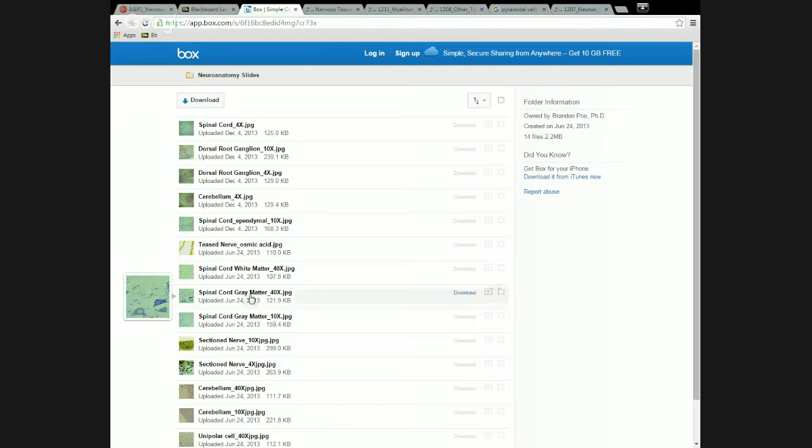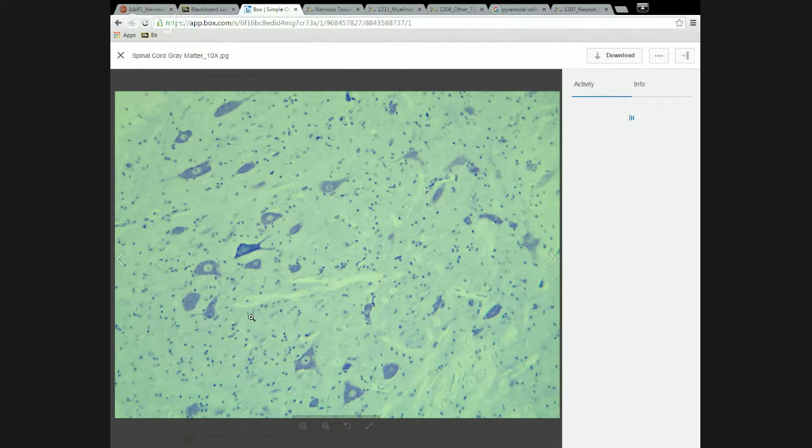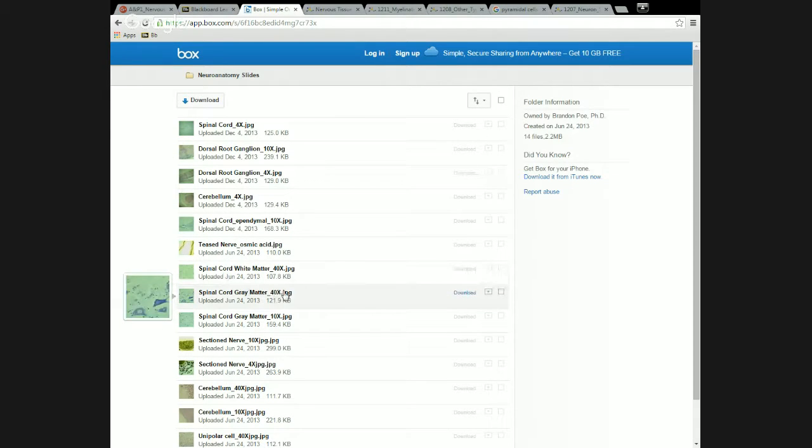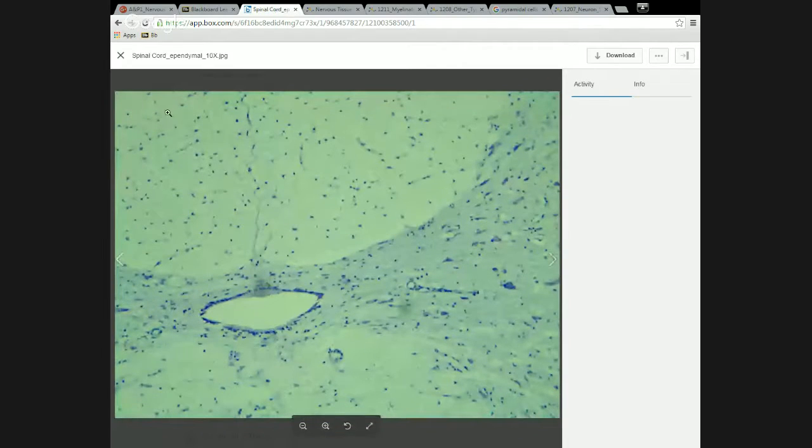If I go to the, oops, that's not the one I want. That's not it. Shoot, where is it? Oh, I labeled it ependymal cell. So the spinal cord ependymal. This is just a 10x magnification of the picture I was just showing you, and we can see a little bit more clearly that these are individual cells.